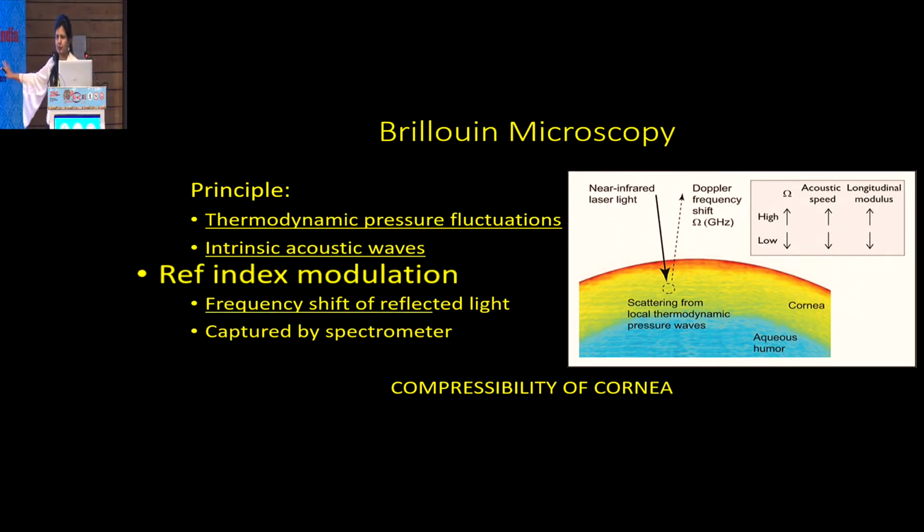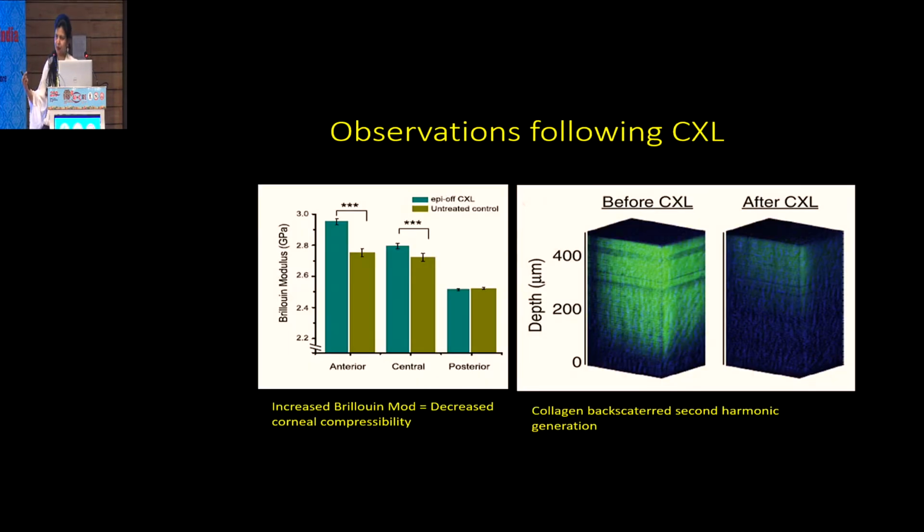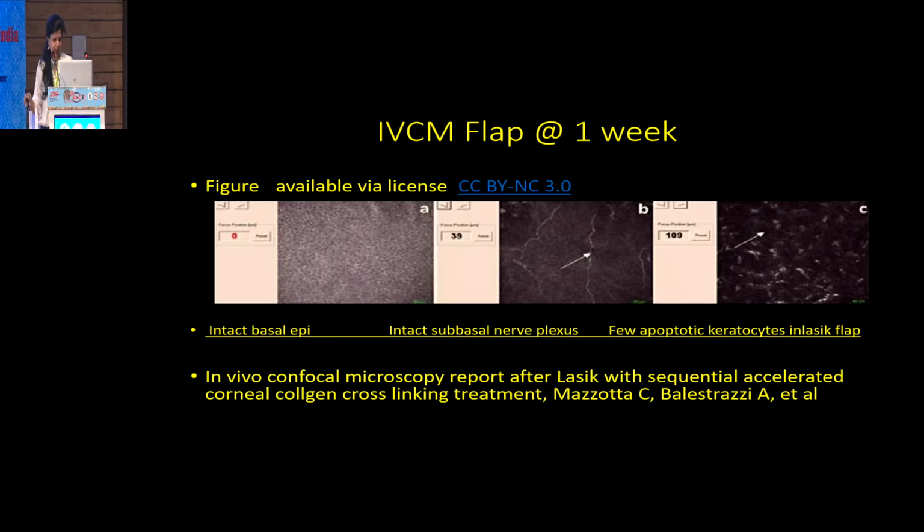Unlike Young's being a physical quantity, this is not a physical quantity, but nevertheless it determines the compressibility of the cornea. So if you have a higher Brillouin modulus, the less compressible the cornea. This is the measure that is given by Brillouin microscopy. And when the microscopy tells you that after CXL, the anterior part of the cornea has a significant increase in the Brillouin modulus compared to the posterior part, it means that the cornea has strengthened in that area. These are some of the spectrometry images following CXL.